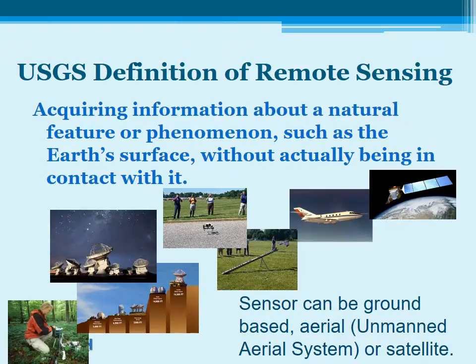USGS has a nice short definition of what is remote sensing. It's acquiring information about a natural feature or phenomenon, such as the Earth's surface, without actually being in contact with it. And you can see pictures here. I start with a ground-based sensor that could be collecting air quality or other things, to radio telescopes. More and more are we seeing data coming from very deep space.